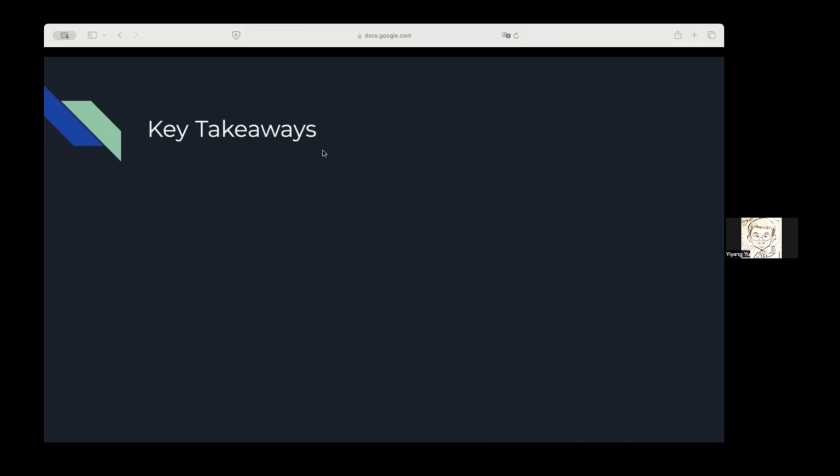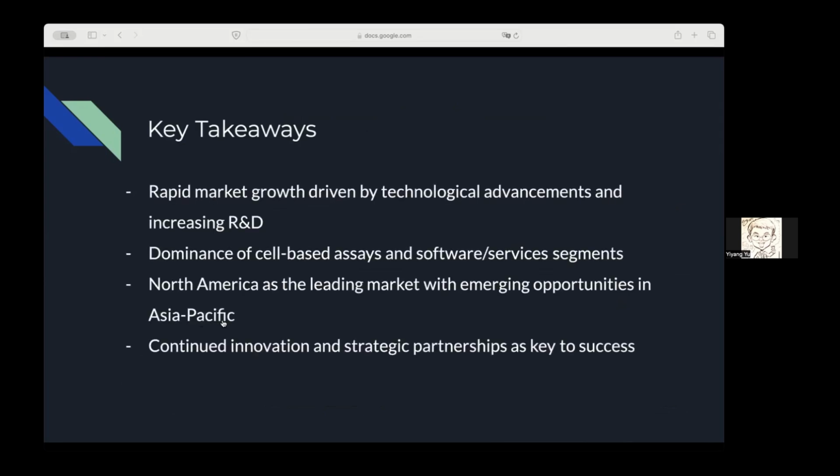But lastly, for some of the key takeaways, we're really seeing rapid market growth, primarily fueled by technological advancements and increasing R&D investments. The global HTS market, valued at around $22.1 billion in 2022, is now projected to reach about $15 million by 2032. And secondly, there's a dominance of the cell-based assays and software services segments. The cell-based assays are valued at around $12.2 billion in 2022, and preferred for the ability to generate more complex, biologically relevant data.